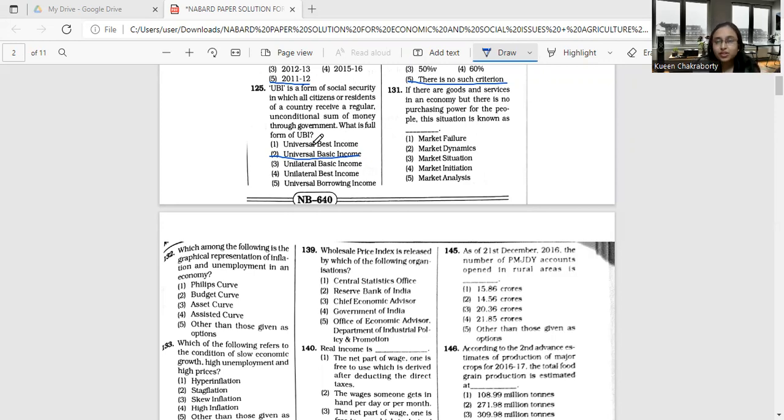So the question 131 that we have on our screen is: if there are goods and services in an economy, but there is no purchasing power for the people, this situation is known as option number 1, market failure, option 2, market dynamics, option number 3, market situation, option 4, market initiation, and option number 5, which is market analysis.